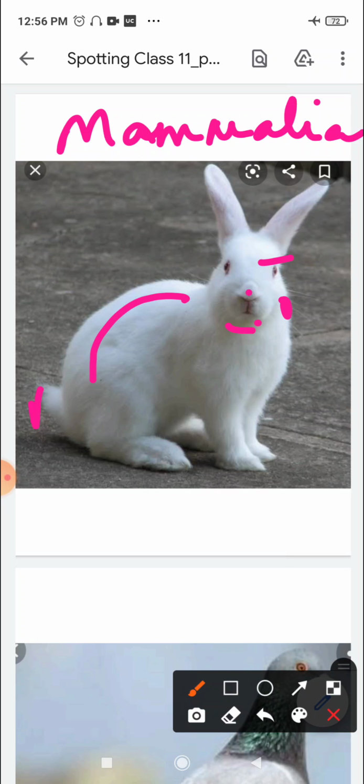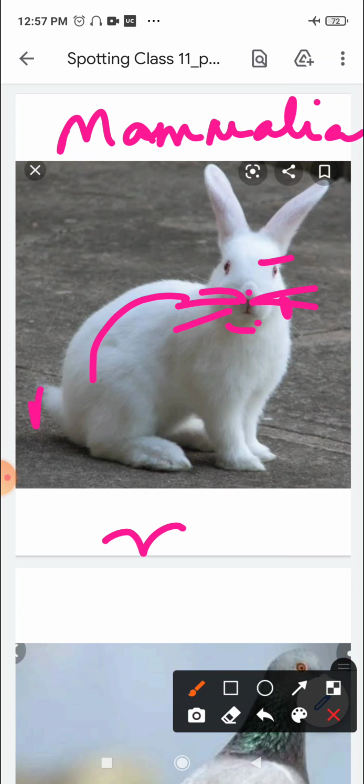The upper lip is clefted, a hare lip. You can see a cleft means a depression like this, with sensory hair or whiskers on the snout. The whiskers come out like this. When you were small, you must have drawn rabbits with whiskers, which are not very visible here.